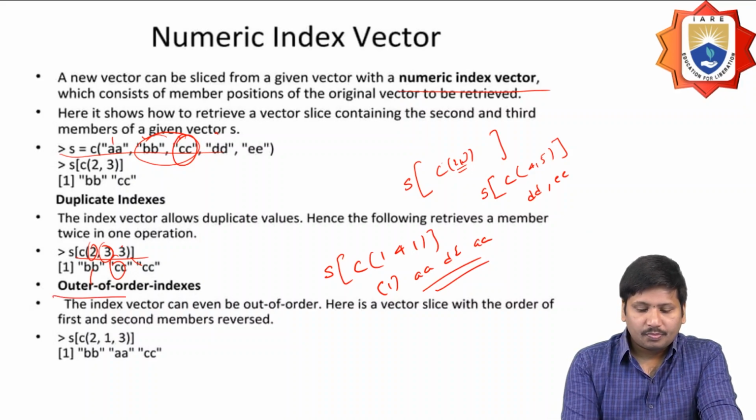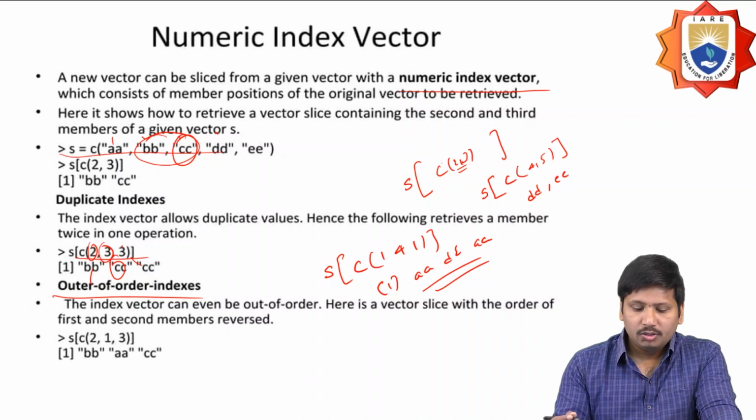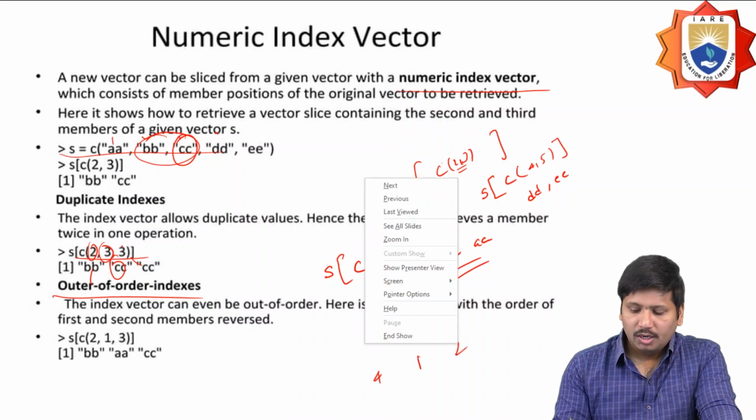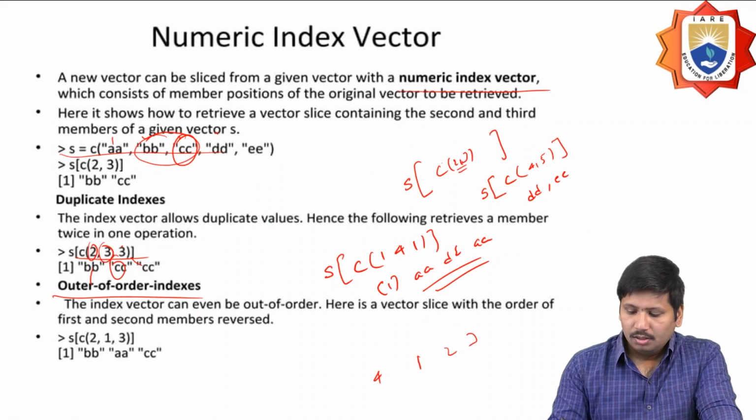Suppose out-of-order indexes. Out of order means the order should not be the same. So one is 4, 2, and then the next one 2. I'm going to access 3. I'm going to access it like this. So the order is not the same here.